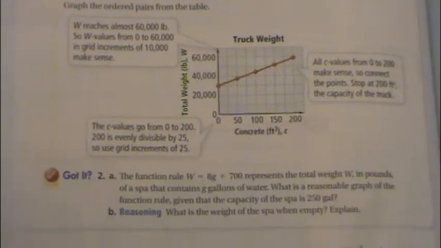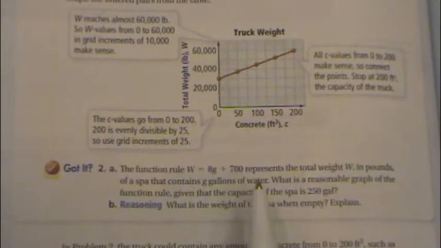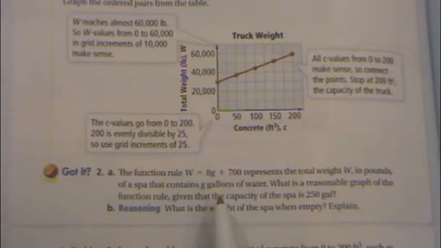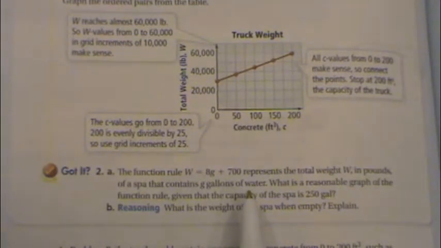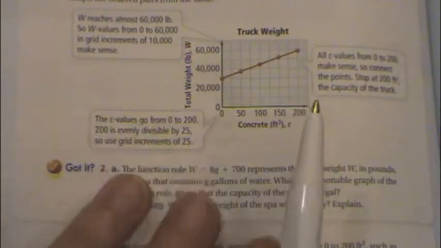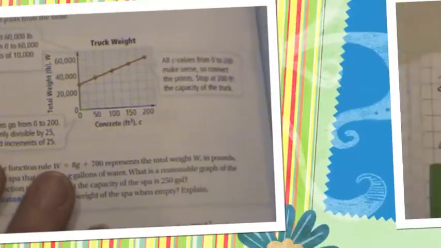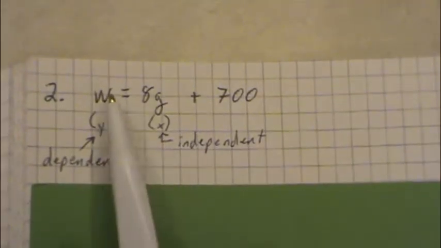Give that a try on Got It number 2. We are talking about the weight of a hot tub that contains gallons of water. So before you start plugging numbers in, think about what makes sense, and I will be ready when you get back. So here's the function they gave you.